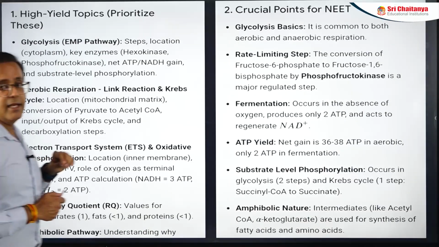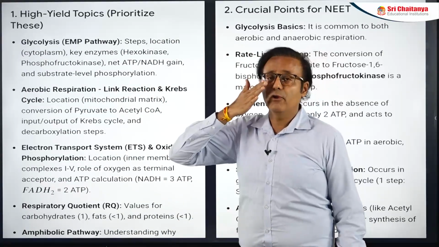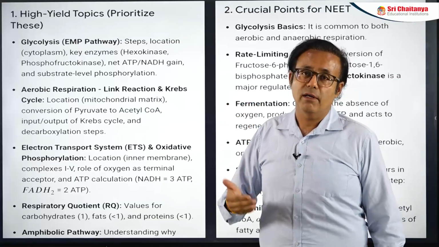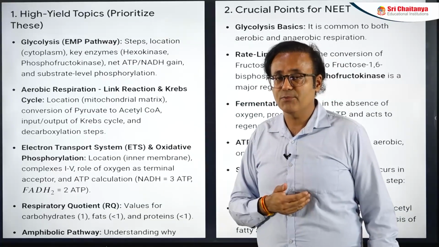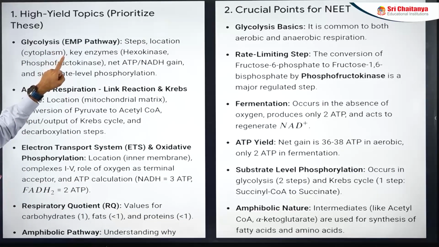Now coming quickly, let me tell you about high yield topics, and you have to give priority to these points as far as the respiration chapter is concerned. Look at the most important points which I have highlighted. First, glycolysis is the EMP pathway. Remember the key enzymes given in the NCERT textbook for glycolysis, where it occurs, etc. And do remember the link reaction, Krebs cycle. Then of course the oxidation and decarboxylation steps, the names of the steps, and of course the number of ATP being formed, and the names of the enzymes also.